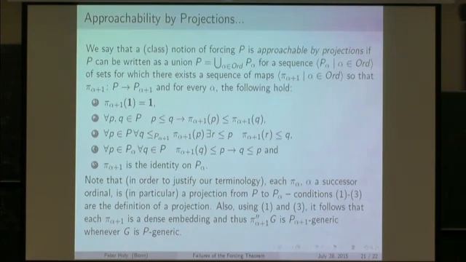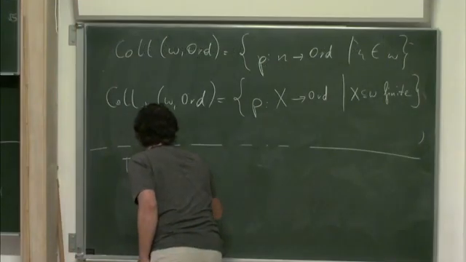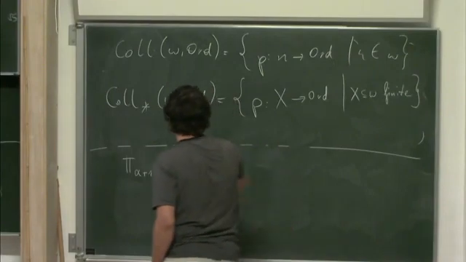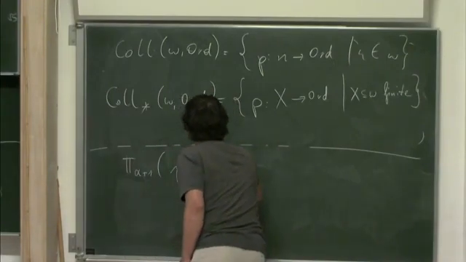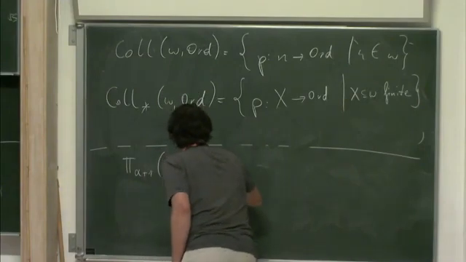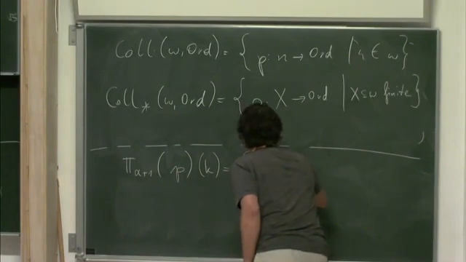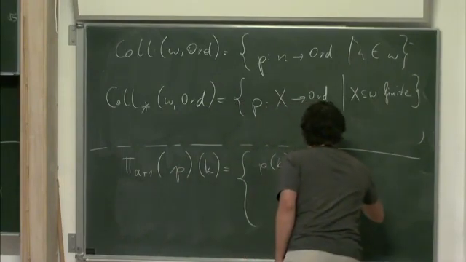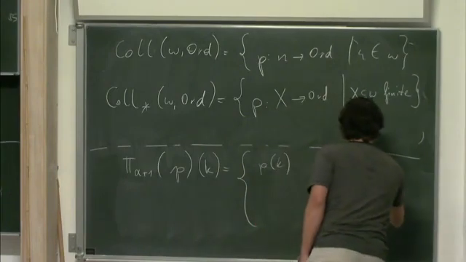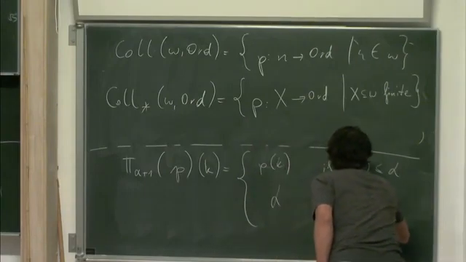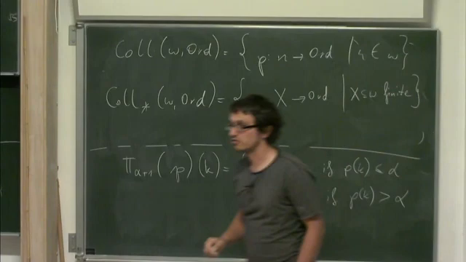So, and how do we do this? We want to define these pi alpha plus 1 maps, and the idea is that pi alpha plus 1 of a condition P, so the projection maps will be the same independently of the forcing, at some, let's say, k, is supposed to be the same as P of k if P of k is less or equal than alpha, and it's supposed to be alpha if P of k is greater than alpha.